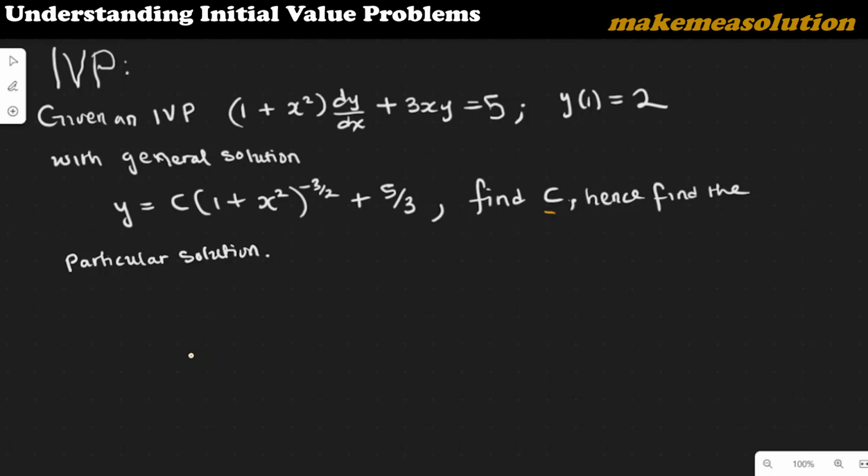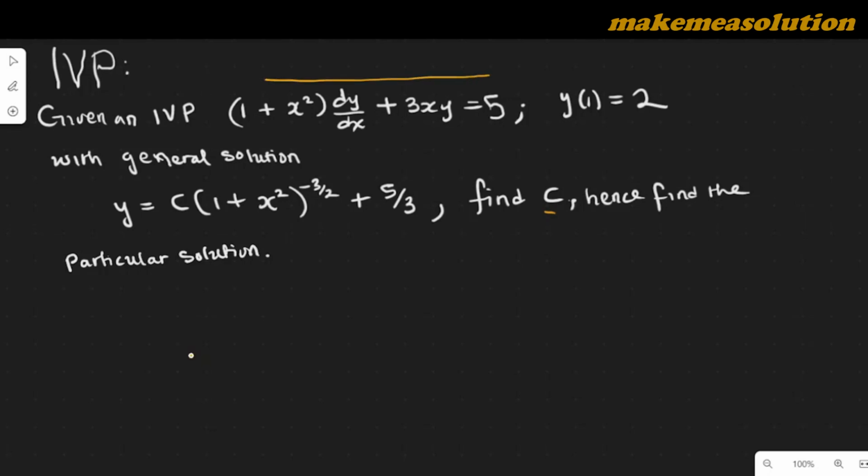So this is the nature of an IVP. An IVP, as we saw earlier, is a differential equation given with some initial conditions. Now for this differential equation and initial conditions, they have already gotten the general solution for us. So they just want us to use the initial conditions given to find c over here and to write the particular solution.